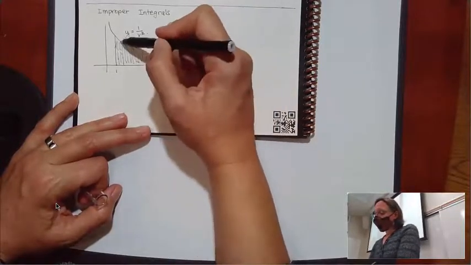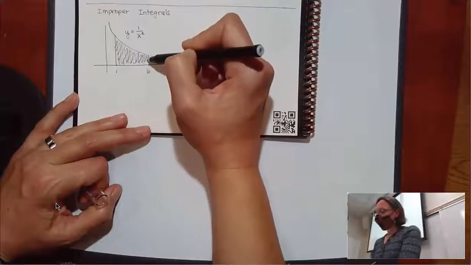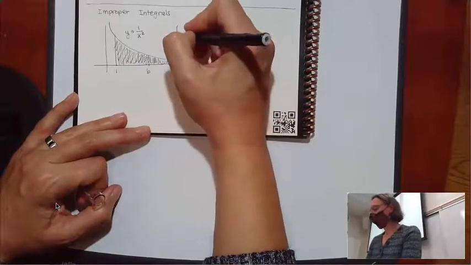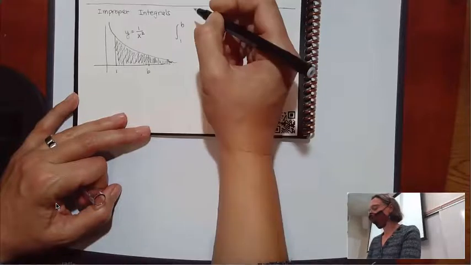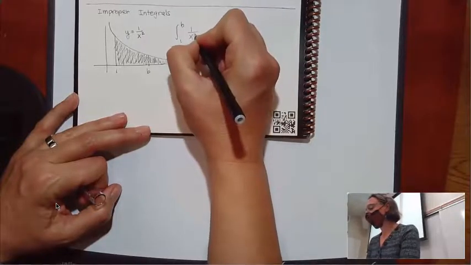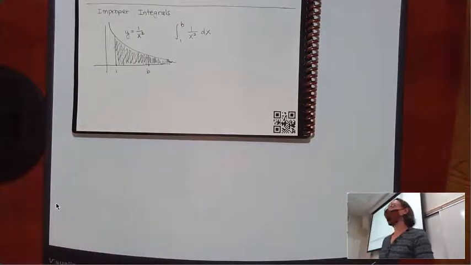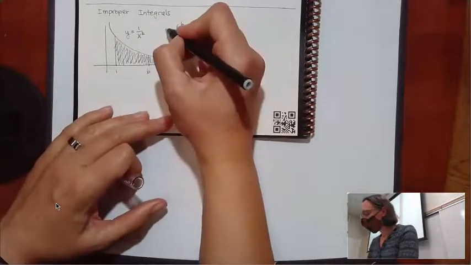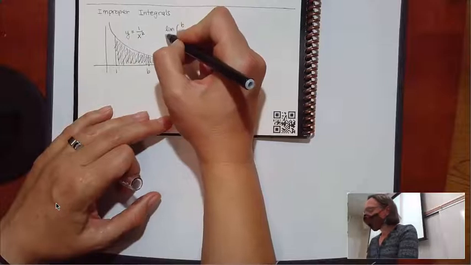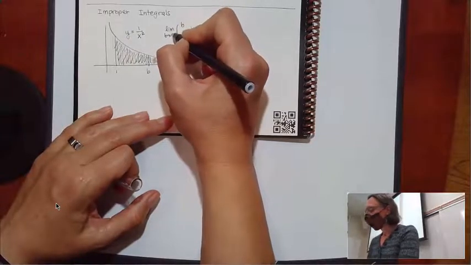So if I write an integral to represent this area in here, that definite integral would say I'm going from 1 to b, and then I'd have my function 1 over x squared dx. The only extra thing that we're putting on this to make it unbounded, so we're sticking a limit out in front, so that b approaches infinity.